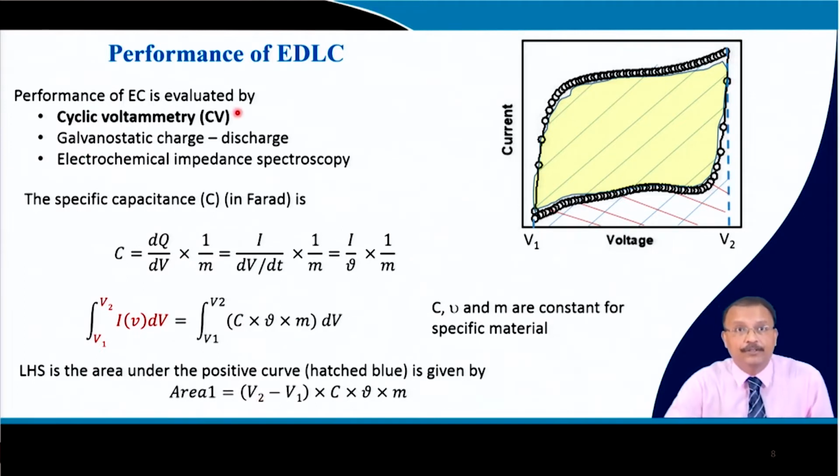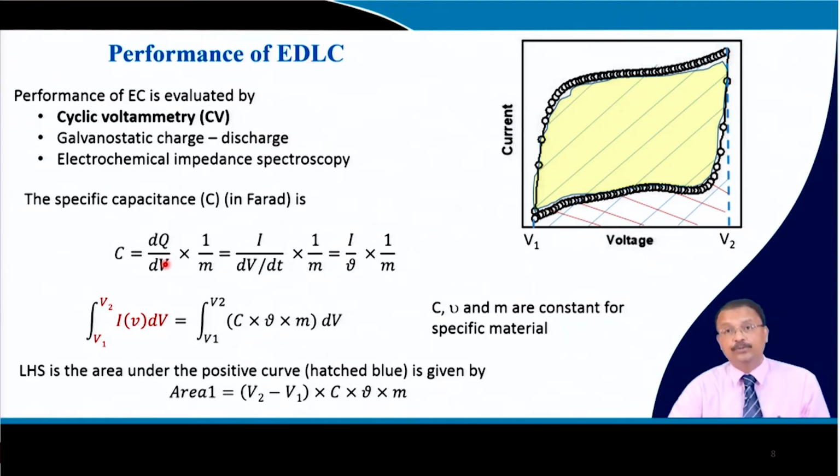So, the performance of EDLC is basically evaluated by cyclic voltammetry. Already I have introduced the characterization tools, and also charge discharge characteristics, galvanostatic charge discharge, applying a constant current. You can do the galvanostatic charge discharge measurement, and also electrochemical impedance spectroscopy, that also gives you a lot of idea about the performance of this electric double layer capacitor.